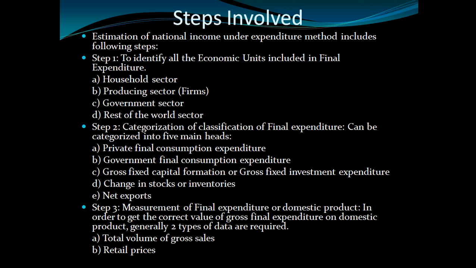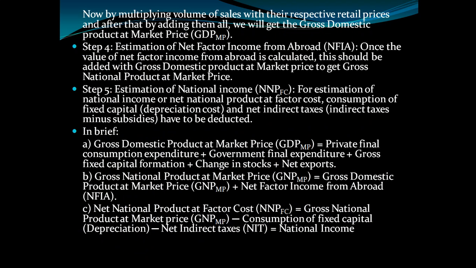Step 3, measurement of final expenditure or domestic product. In order to get the correct value of gross final expenditure on domestic product, 2 types of data are required. First, the total volume of gross sales, and second, the retail prices. By multiplying the volume of sales with their respective retail prices and then adding them all, we get the gross domestic product at market price. This is step number 3.